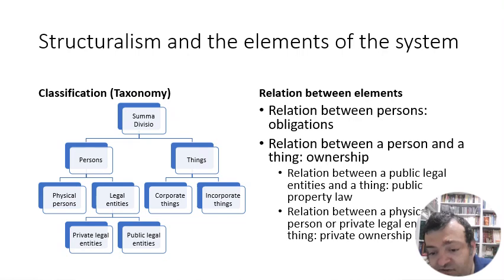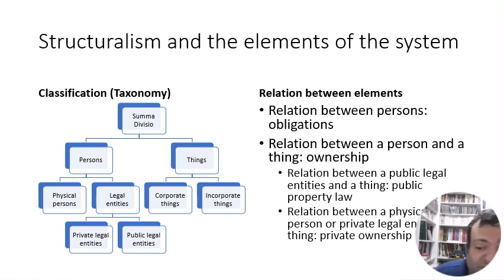Classification. Taxonomy is the science of classification. When we speak about taxonomy, it is how we are classifying things. So in private law, the main division, the summa division, is the division between persons and things. When we speak about a summa division, it means that it is a division at the very top, that any elements would be either this or that, no alternatives. In our legal system, anything could be either a person or a thing, and there's no in between.